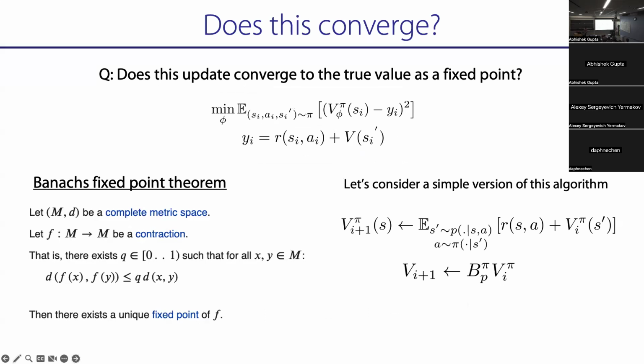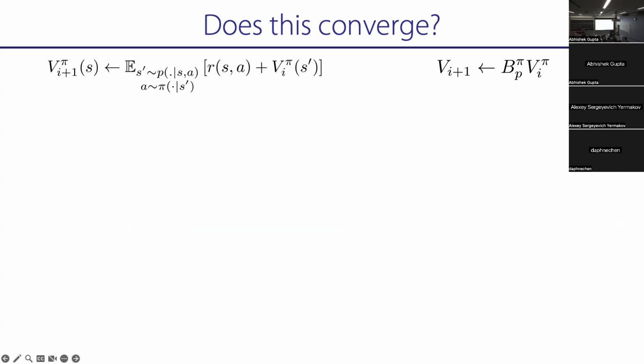Okay, so let's keep going. What we want to do is prove that BP pi is a contraction. The way we're going to do this is to show that d(f(x), f(y)) is less than or equal to q d(x, y). So when you pass x and y through f, they get closer than they were originally. We're just going to instantiate d, f, x, and y in our setting, and then show that this works.